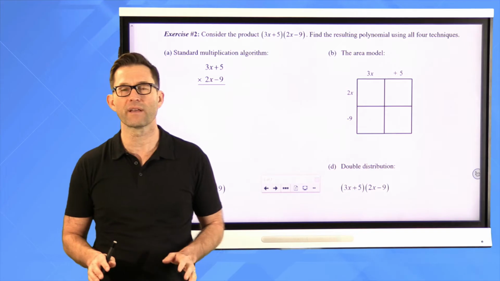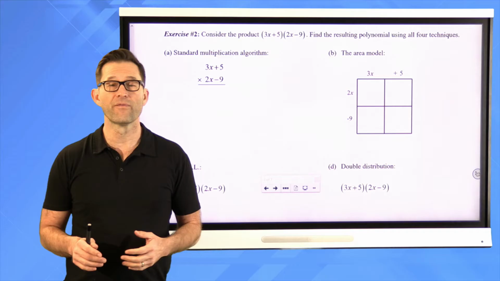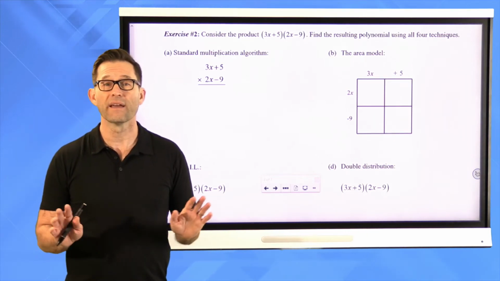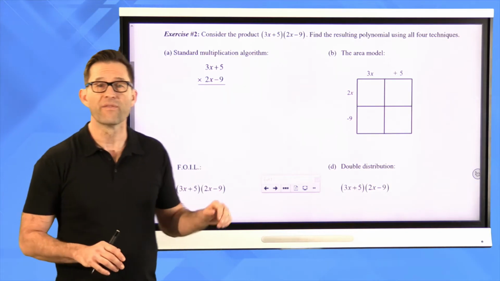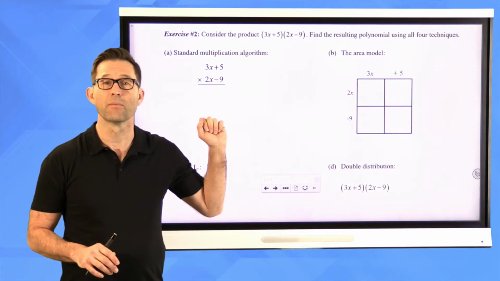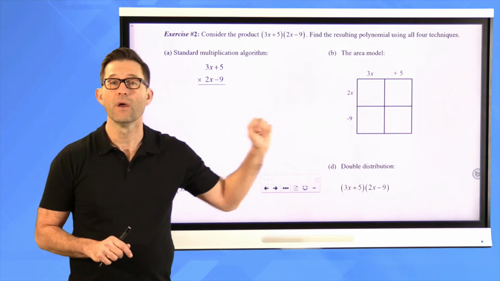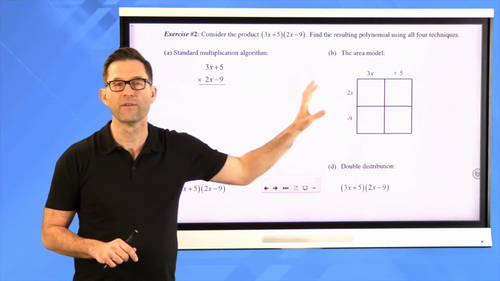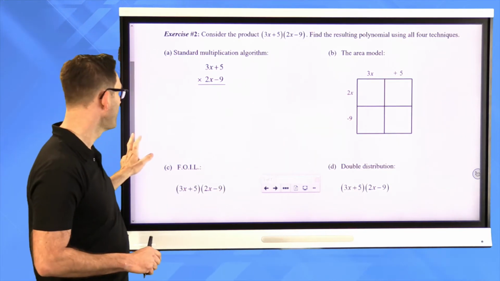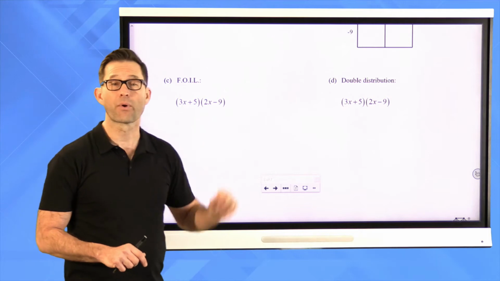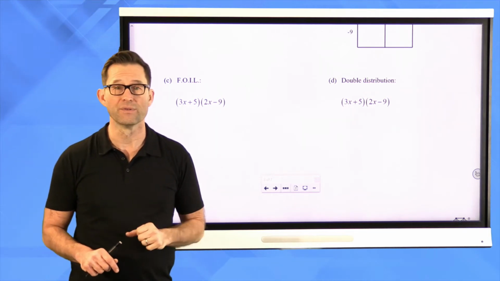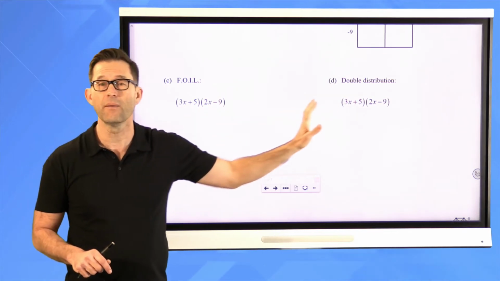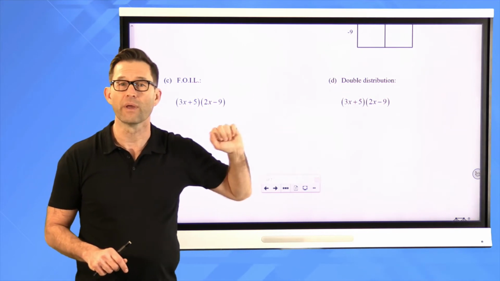So let's talk about the 4 techniques. Since we've done all 4 of them within the last lesson and this one, I'd like to have you work on all of them on your own. We've got the standard multiplication algorithm, which is similar to multiplying two-digit numbers. We've got the area model, which is really great because it keeps track of all of your different products. We've got the FOIL method, which, to be honest, is probably the most common one and the one I will use the most often. And then there's double distribution, which to me is really where all the techniques come from, but formally doing it that way.